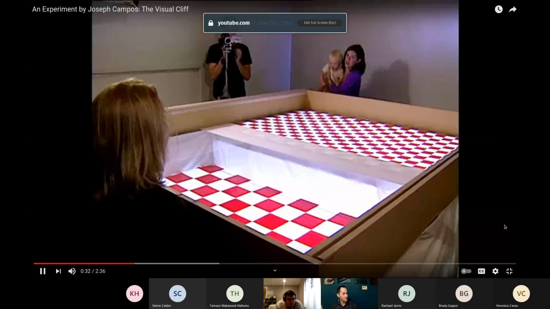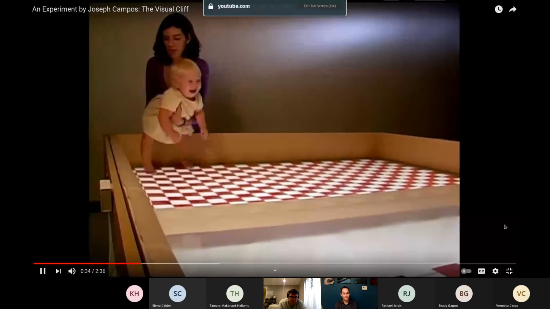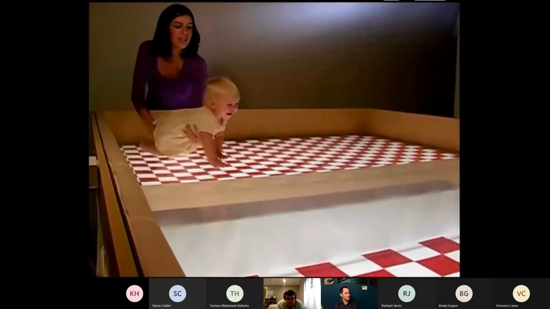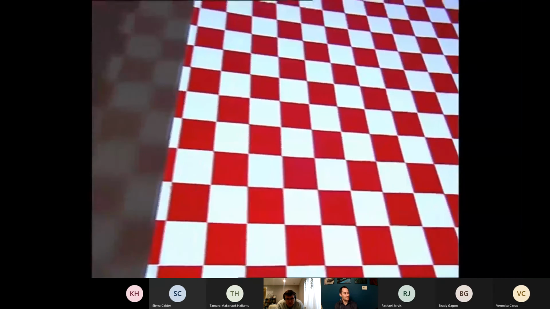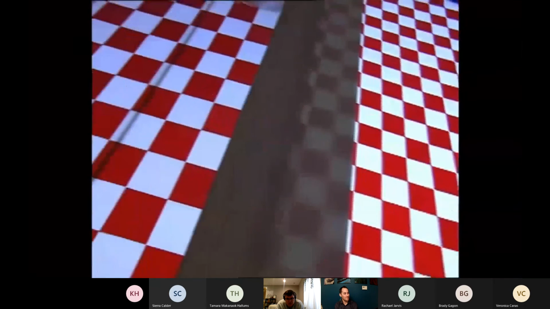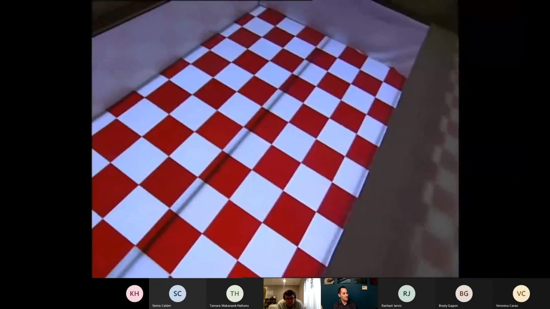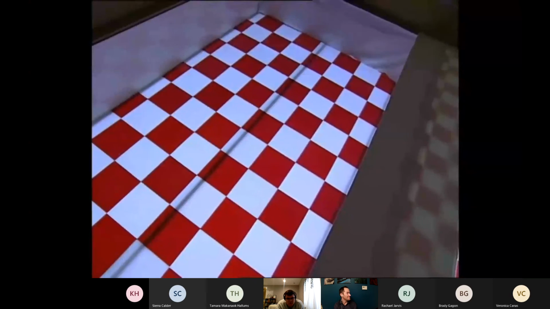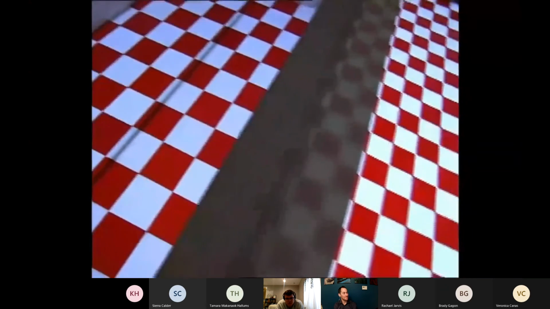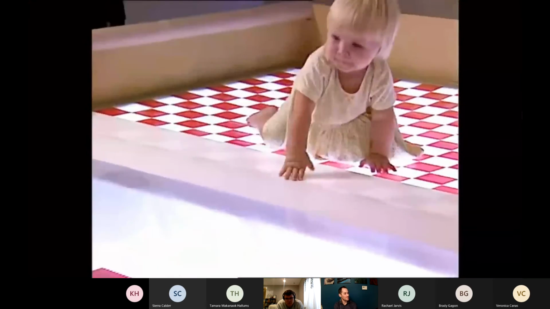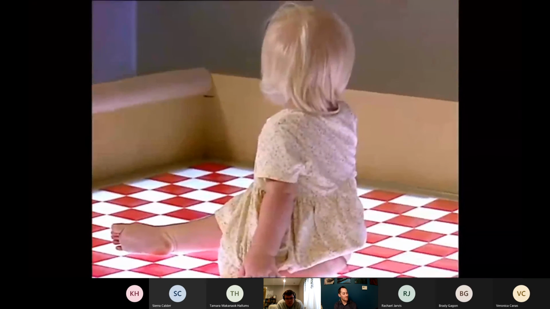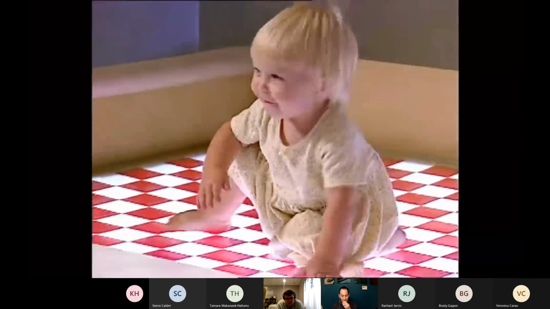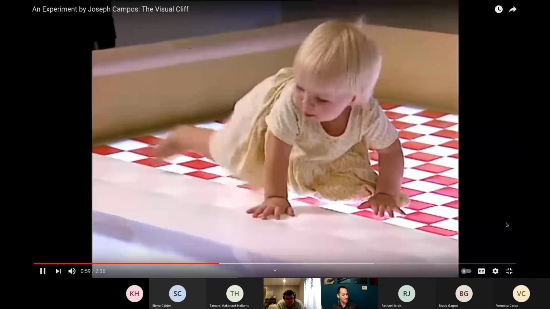In this study, babies between 9 and 12 months are brought into the lab and placed on a large plexiglass top table. Half of the table has a checkerboard pattern just underneath the surface, but halfway across is a visual cliff, which the baby can tell drops off steeply. The plexiglass top continues, so it's perfectly fine to proceed. But the baby isn't so sure, and this is a big drop for a baby just starting to crawl.